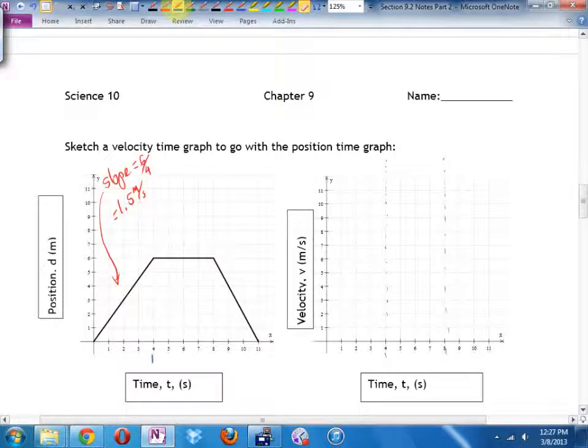If I'm graphing that, that means that there would be a line 1.5 high, like that. Okay? You see it, Dylan? 1.5 high.